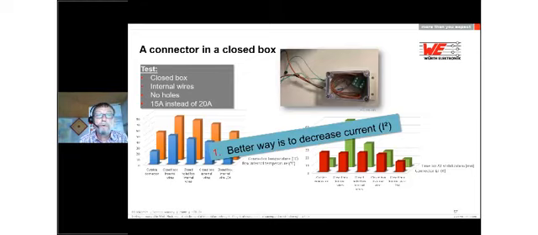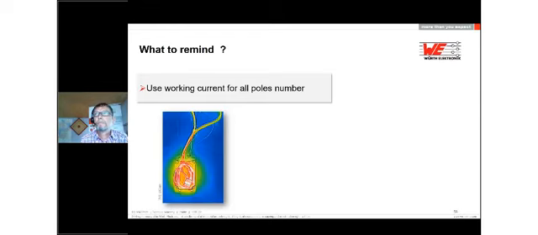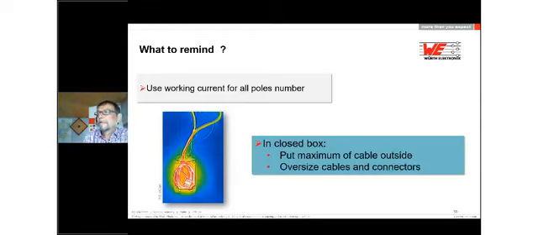Because of the I-square rule we saw before. So what to remember? Use working current for all pole numbers in a closed box, put a maximum of the cables outside, and oversize the cables and the connectors if possible.